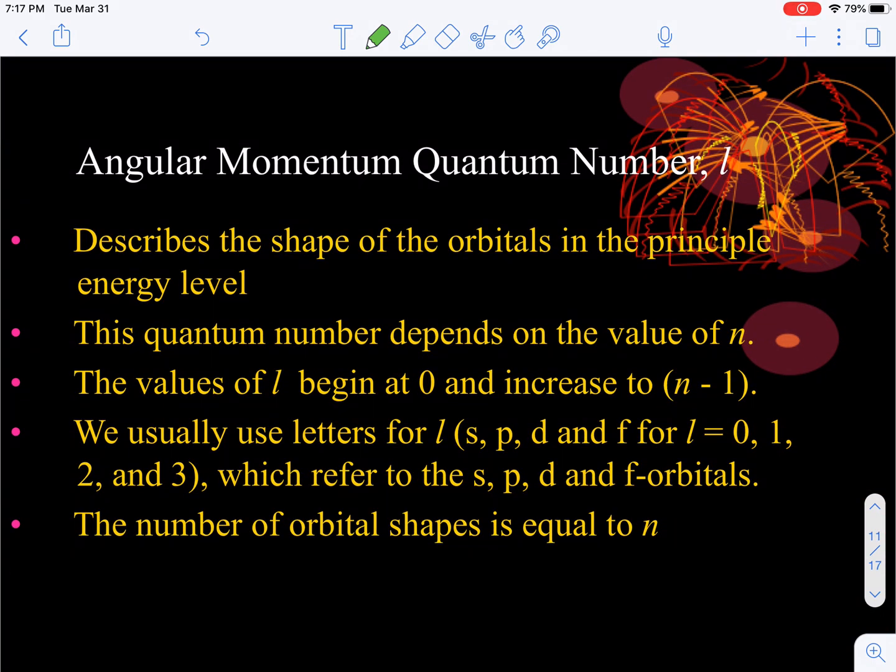The next one is an italicized lowercase l. Let me box that a little better. Italicized lowercase l, this is the angular momentum quantum number. So the angular momentum quantum number describes the shape of orbitals, and it turns out that we give this both a set of numbers as well as a set of letters. And there's this weird thing down here where it says the values of l begin at 0 and increase to n minus 1. What that means is that if your n is 1, 1 minus 1 is 0, so the value of l is always 0.